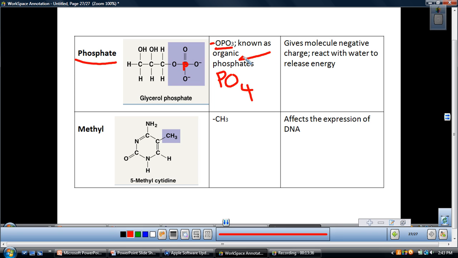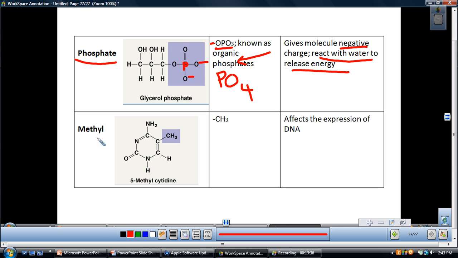These are known as organic phosphates. We'll definitely talk about these when we get to nucleic acids, because DNA and RNA, ATP, are going to have phosphate groups. What these do is give the molecule a negative charge. As you can see, negative, negative, negative, and that's because of the electronegativity of oxygen. It tends to react with water and help in the release of energy. And like I said, we'll talk about these with ATP, because ATP has 3 phosphate groups, and we'll talk about how it does that when we get to ATP. So that's the PO3, OPO3, or PO4 group, the phosphate group.